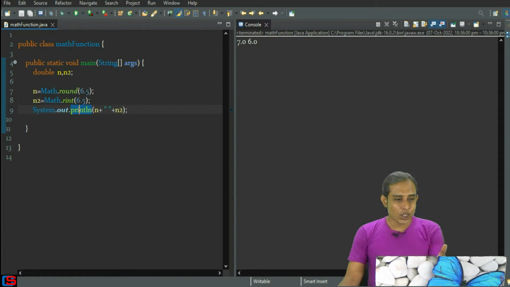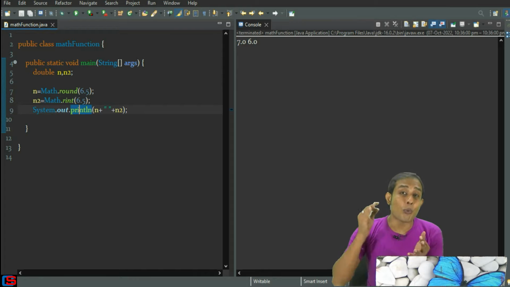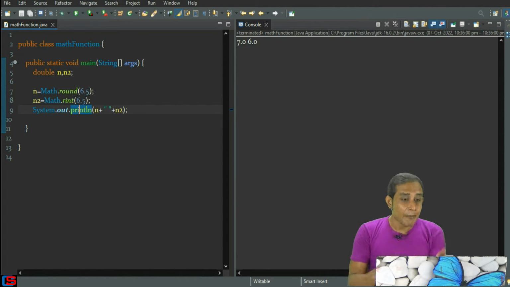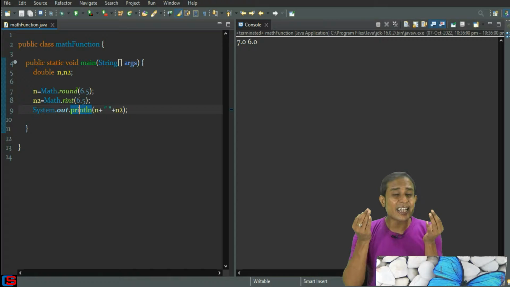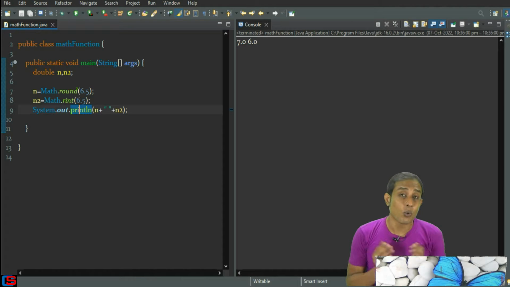Why? Because just previously I wrote 5.5, but this time it returns the value 6.0, so 0.5 was added. But when I enter the value 6.5, why is 0.5 not added in the rint function? Why is it being subtracted from the 6.5 value in the case of the rint function? Why? What is the reason behind this?